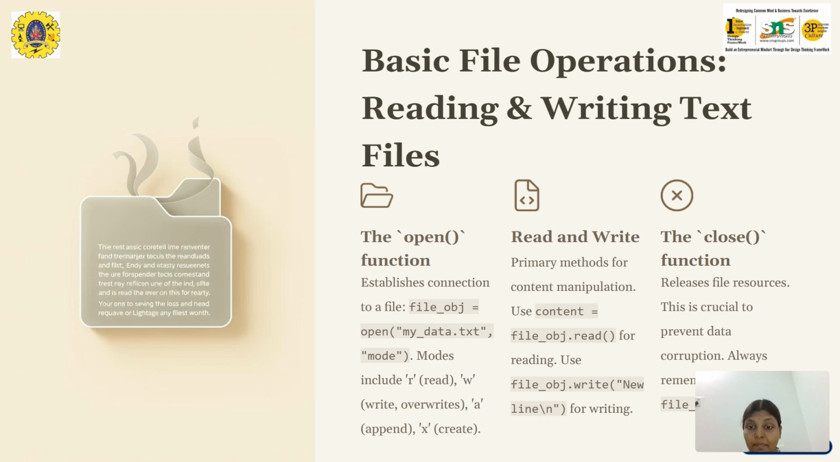Read and write are the primary methods for content manipulation. Use content is equal to file object dot read for reading. Use file object dot write for writing a new line, also to be enclosed in the parenthesis. The close function releases file resources. This is crucial for preventing data corruption. Always remember to call file object dot close.